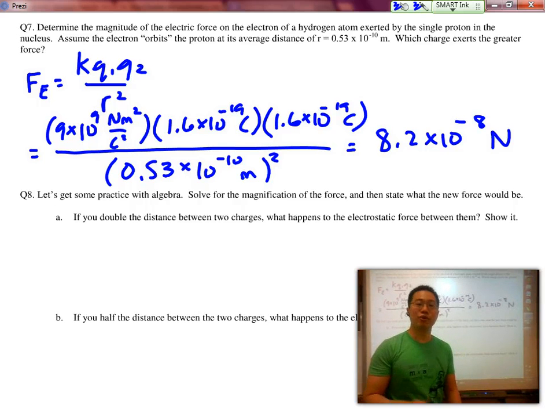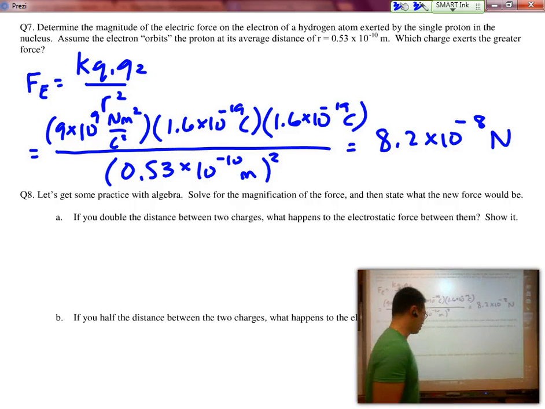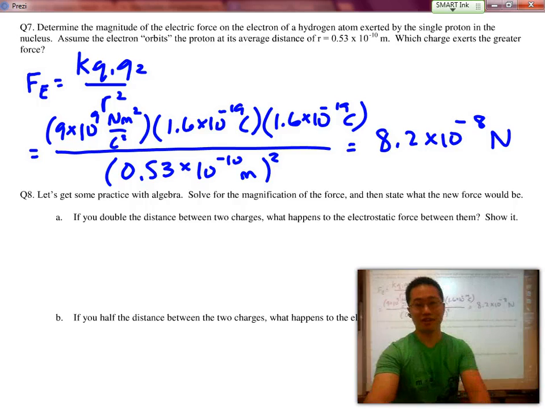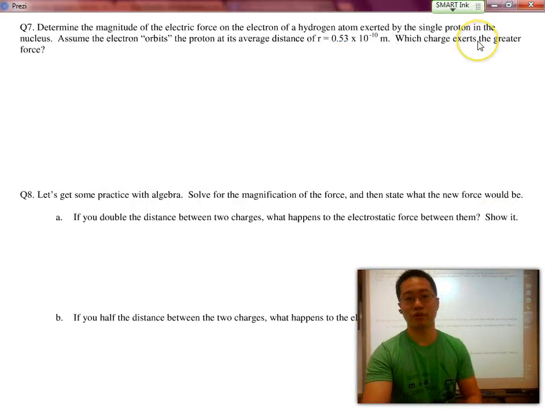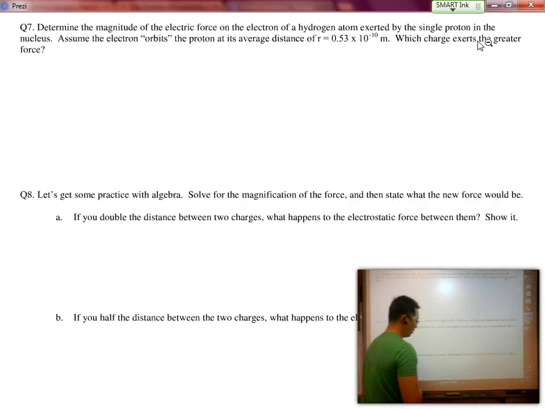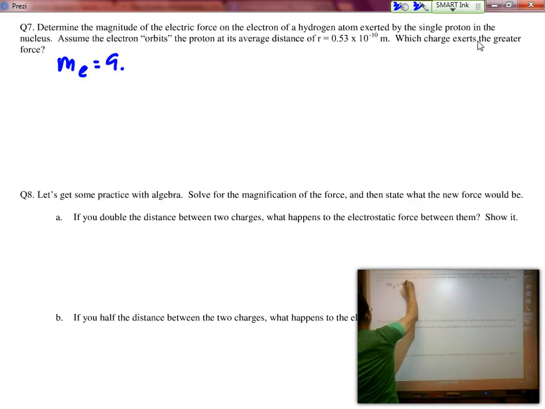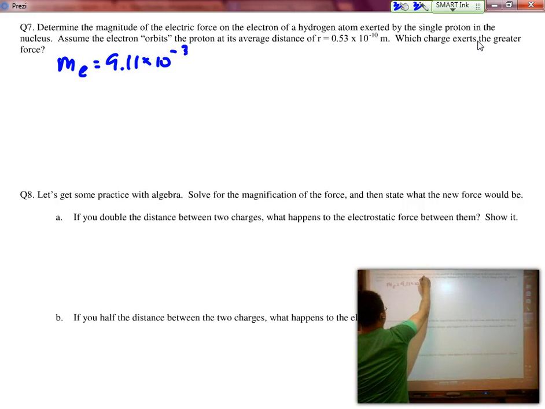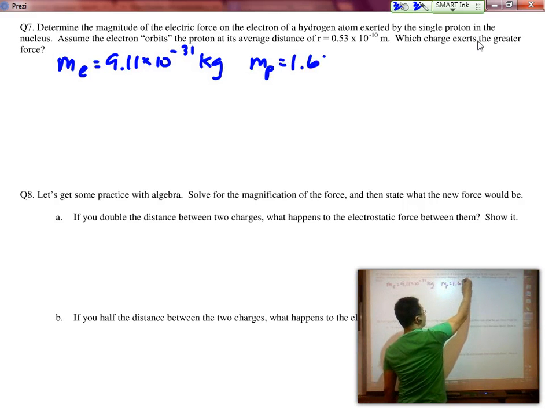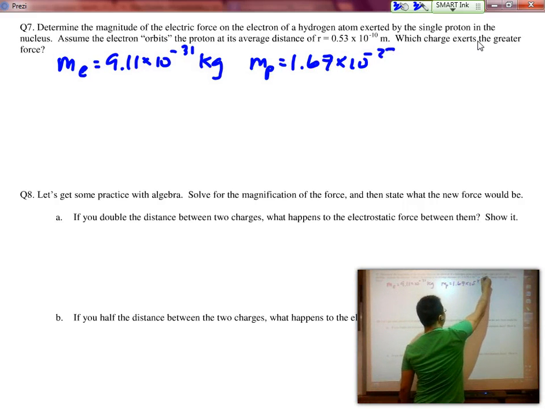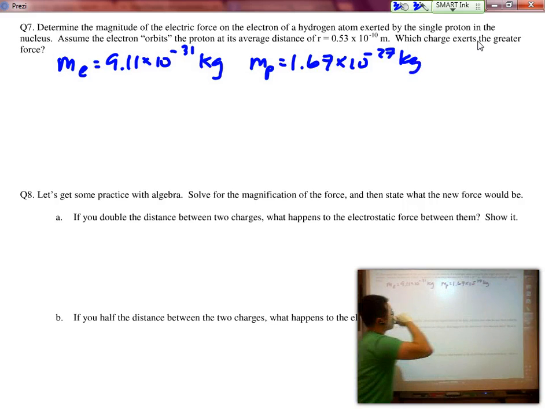In fact, if we were to calculate the gravitational force between the electron and the proton, we get a very different answer. In fact, let's calculate that out. So right now, there's an electrostatic force of about 8.2 times 10 to the negative 8 newtons. The mass of an electron is 9.11 times 10 to the negative 31 kilograms. The mass of a proton is 1.67 times 10 to the negative 27 kilograms.